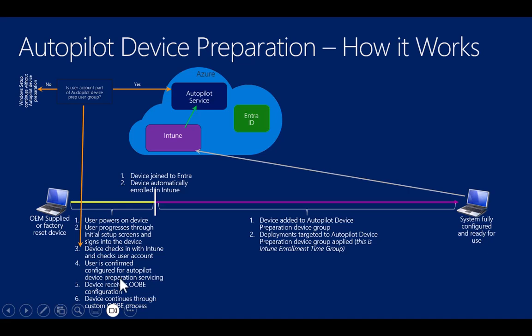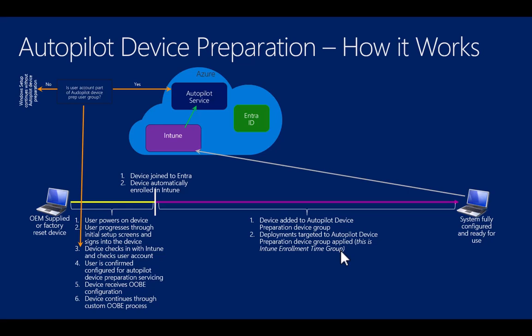Once the user is confirmed for autopilot device prep, then we're going to receive the OOBE configuration and go through the OOBE configuration as defined. Here, the device is also joined into Entra ID and automatically enrolled in Intune. We continue. The device is added to your autopilot device preparation device group. I'll explain all of this as we go through. And then any deployments targeted to the autopilot device preparation group follow, which is also what I mentioned as enrollment time grouping. That's what this is, right?